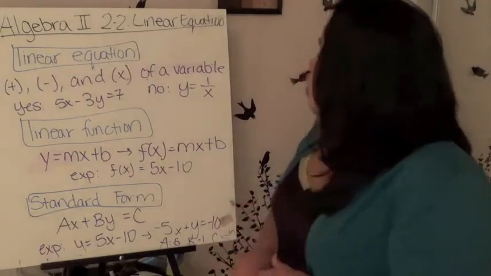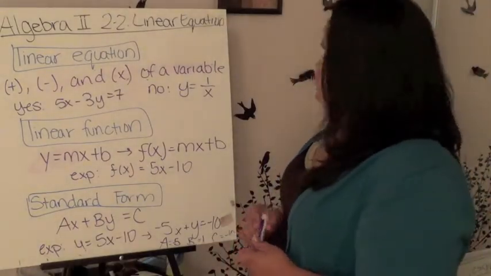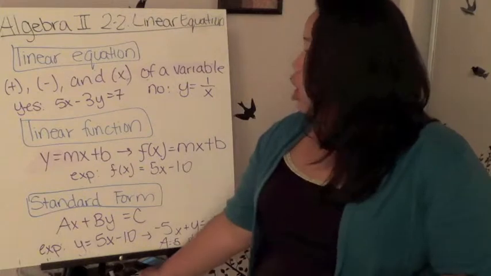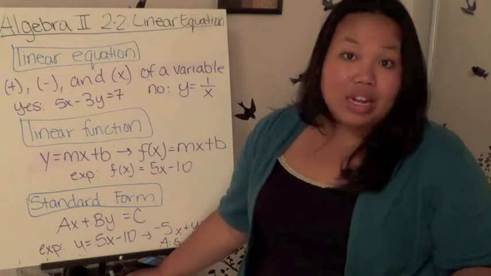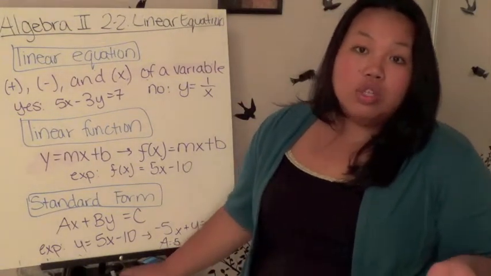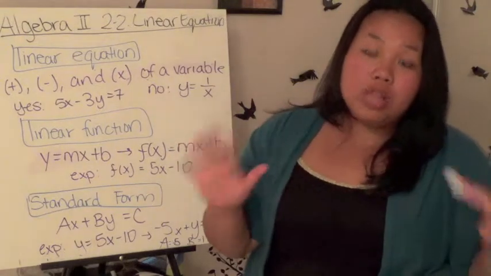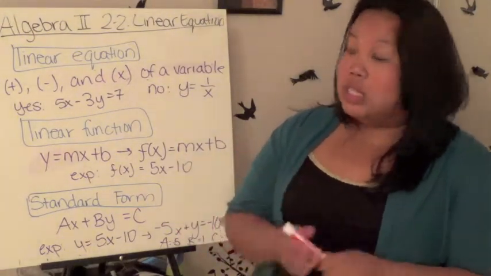For Algebra 2, Section 2.2, we're talking about linear equations. So basically, we're talking about equations of a line. The term linear means line. So we're going to learn all there is about lines, equations of lines, and different ways to deal with lines.